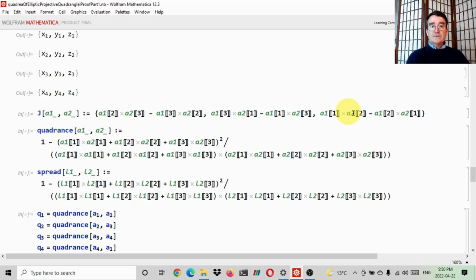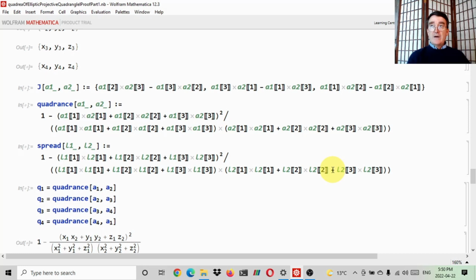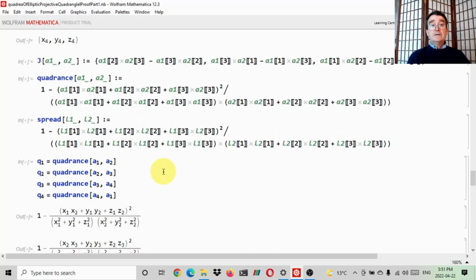So we're going to calculate the quadrances between the points. Q1 is the quadrance between A1 and A2. Q2 is the quadrance between A2 and A3. Q3 is the quadrance between A3 and A4. And Q4 is the quadrance between A4 and A1. So we're calling this quadrance function for the elliptic geometry case, and that gives us these quantities. Notice the plus signs here. So this is Q1, this is Q2, this is Q3, and this is Q4.